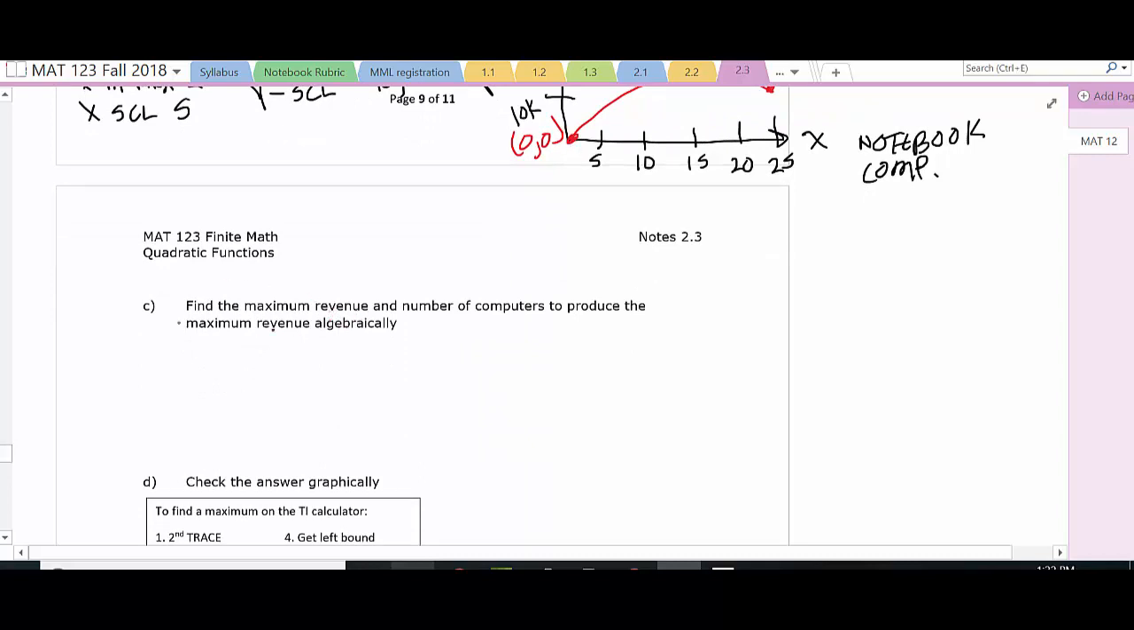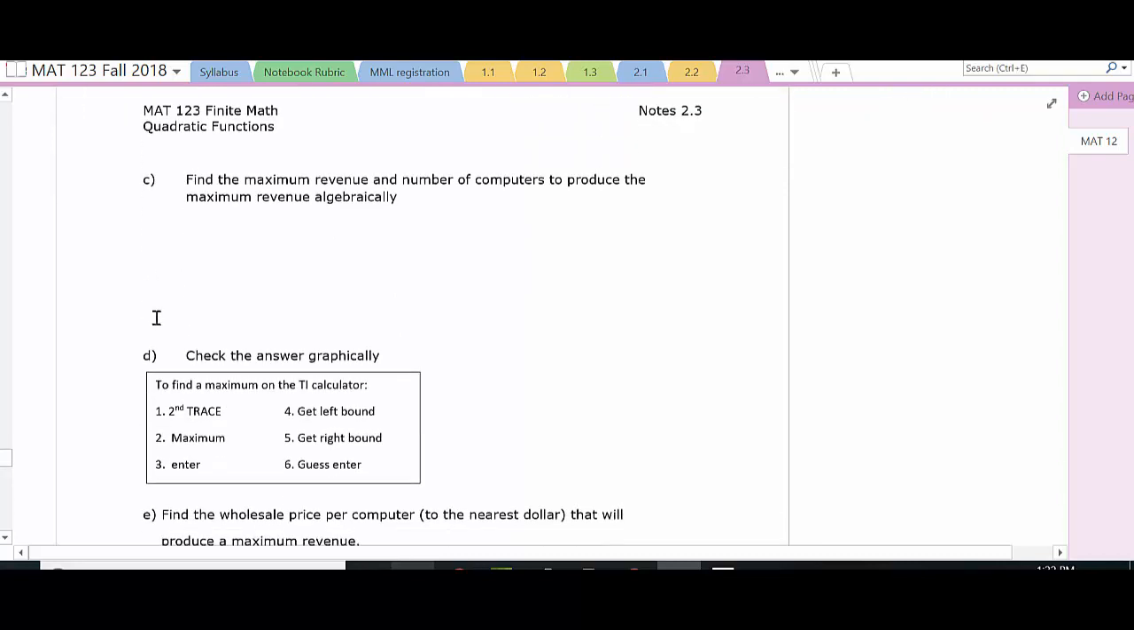So I'm going to write down the keystrokes. Well, actually, I already wrote down the keystrokes. So what you want to do is you want to have your graph. Has everybody who's got a calculator got their graph up? Okay? All right. So just do exactly what this tells you to do here.